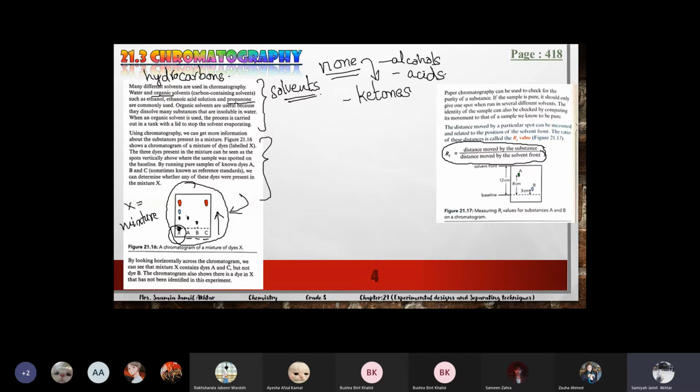Figure 21.16. X is a mixture, and it left 3 marks. You can see 3 marks: dark blue, light blue, and red. And you can see original colors A, B, and C also. So which original color is not present in this mixture X?